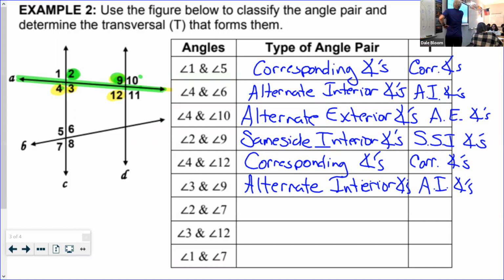So 2 and 7. Look what happened here. They moved our transversal. Angle 2 is up here, angle 7 is right here. Guys, our transversal is always that shared line they're next to. So now this is my shared line. It moved. My transversal is there, and these two lines are my highway. So are they on the same side of that transversal? No, they're on alternate sides. That's the first thing you've got to decide.